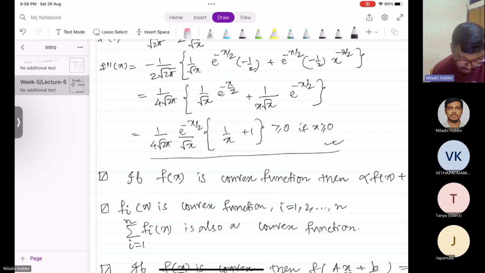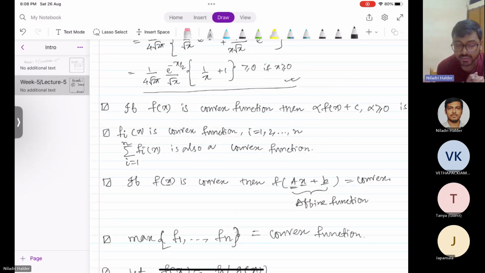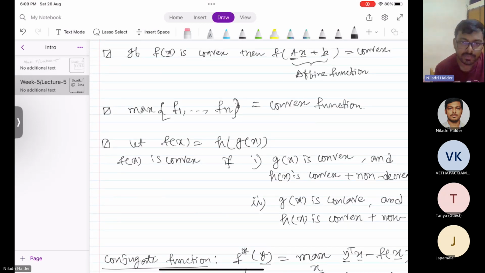The second property is that if f(x) is a convex function, then alpha f(x) plus c is also a convex function for alpha greater than or equal to 0. And if there are some n number of convex functions, then their superposition, their summation, is also a convex function. Then if f(x) is a convex function, and I take some affine function of x, that is ax plus b, then f of that affine function is also a convex function, and the max of several convex functions is also a convex function.